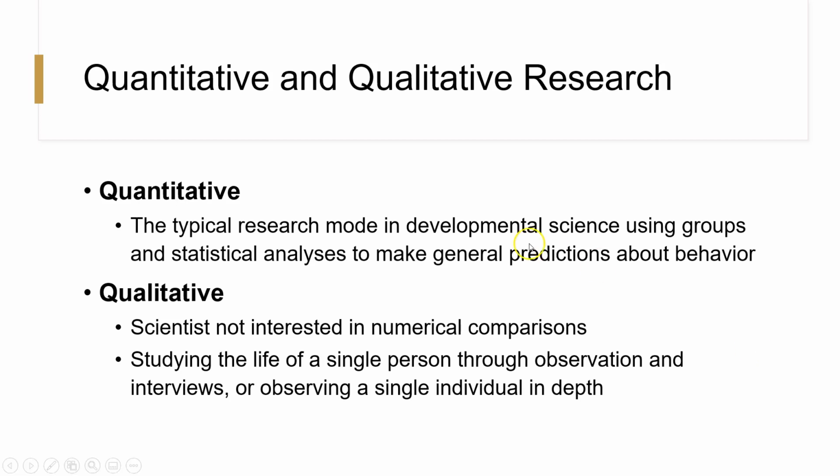And then when you're doing research, we can do quantitative or qualitative research. Quantitative is the typical type of research in developmental science using groups, and you turn whatever it is you're looking for into a number. So you turn your observations into numbers. How depressed are you on a scale of 1 to 10? And then you can start to do statistics, because you can find means and standard deviations and do different types of statistics. So that's quantitative: you take your data and turn it into a number form.